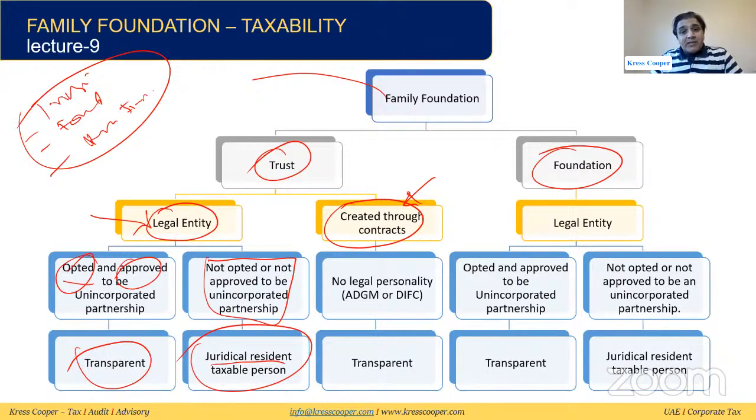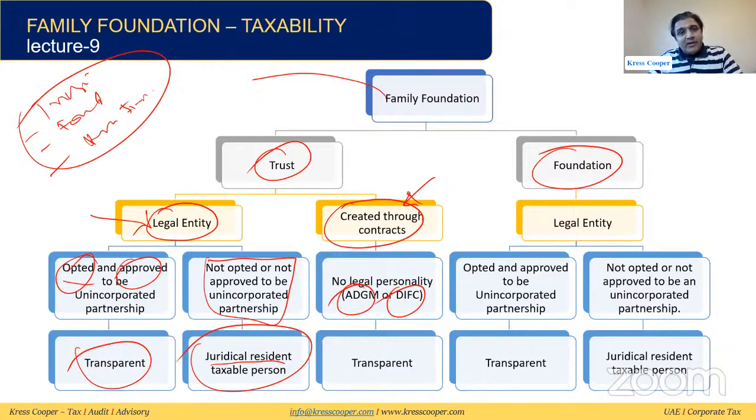But when the same trust has been created through contracts, we have already discussed the contract, it will not have any legal personality. Once the trust does not have any legal personality, it will itself be transparent, and the income of the trust will be taxable in the hands of the respective parties. The trust itself will not be subject to corporate tax. We'll discuss an example as well. The trust can be set up in the ADGM, and it can be set up in the DIFC as well.